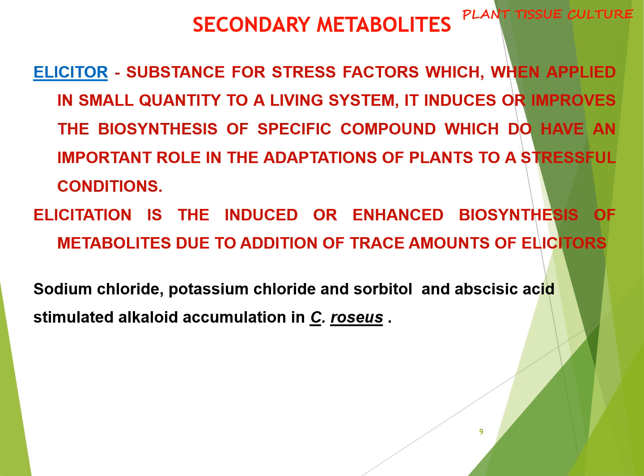Production of secondary metabolites in cell cultures can be enhanced by the use of elicitors. Elicitors are compounds which in small quantities generate stress conditions in the cell line, leading to the increased production of secondary metabolites in plants. Example, sodium chloride, potassium chloride, and sorbitol, abscisic acid are found to stimulate alkaloid accumulation in Catharanthus roseus.